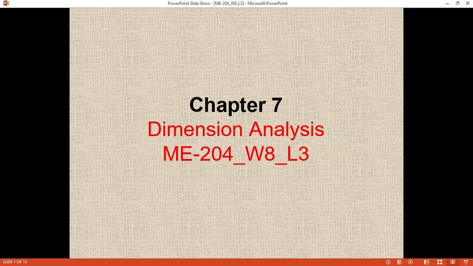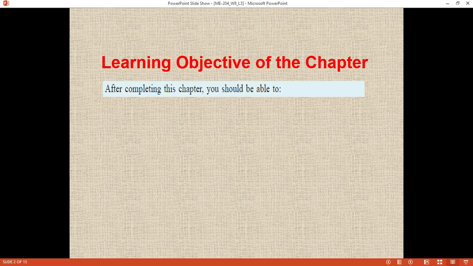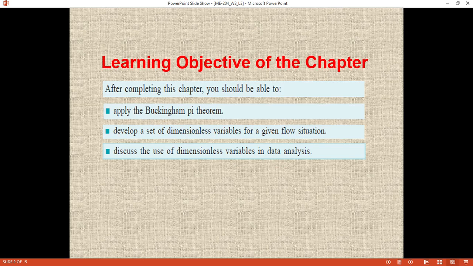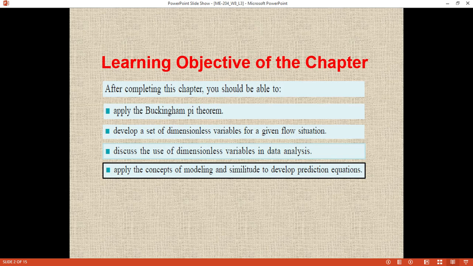This is lecture number 3 of week number 8, and this is the final lecture on dimension analysis. So let's see the learning objective that we have achieved so far. Now we are doing some practical problems to understand the concept of modeling and similitude to develop prediction equations.